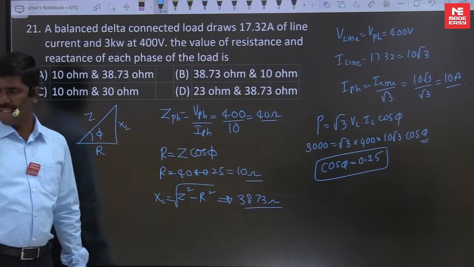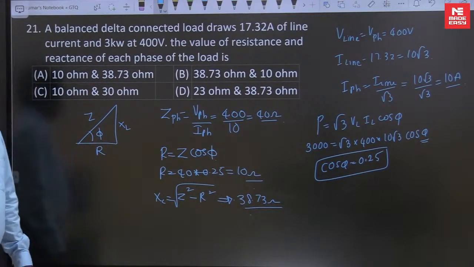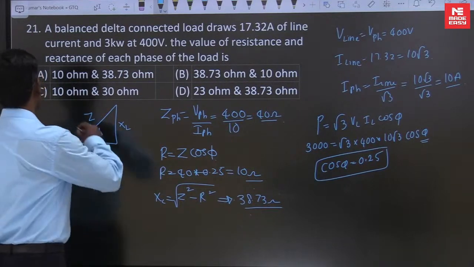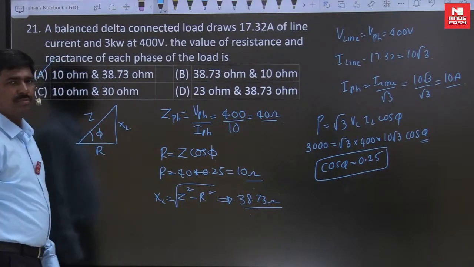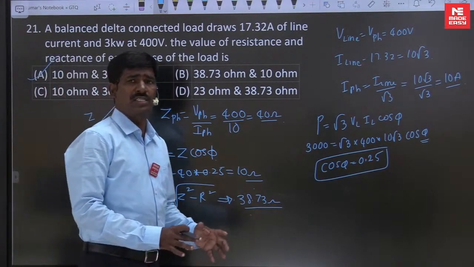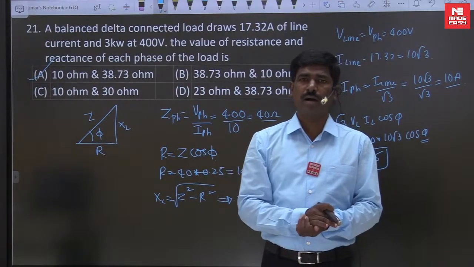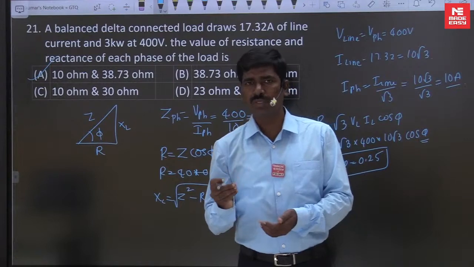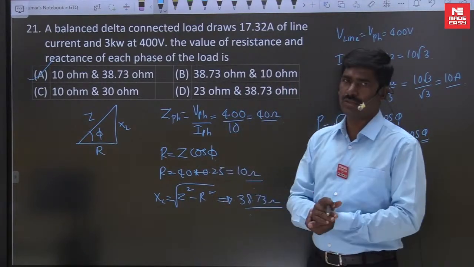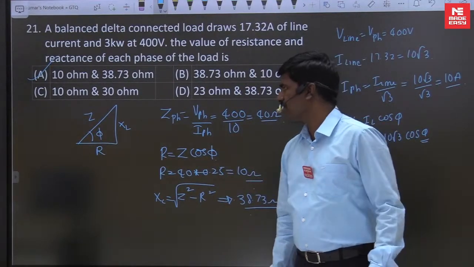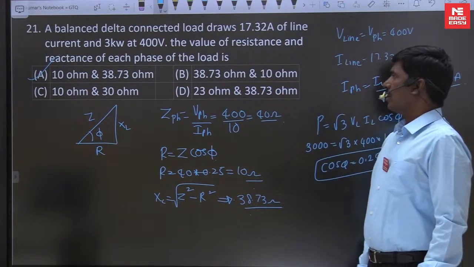Okay. A is correct. Very good. So A is the correct answer. Another way is also possible. 3 kilowatts is the total, so each arm is 1000 watts, equally divided. 1000 into 3 is 3 kilowatts. You can do it like this also. Okay.